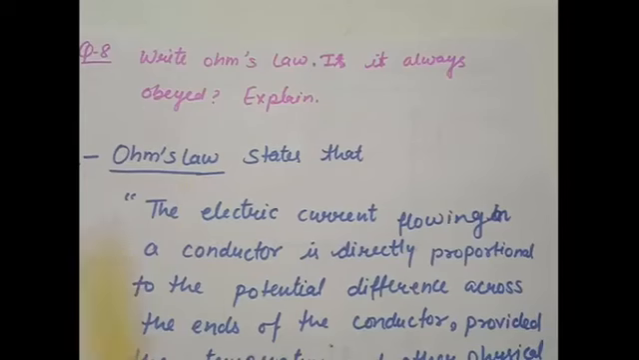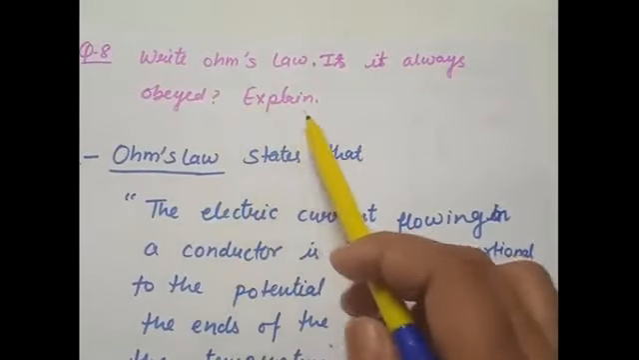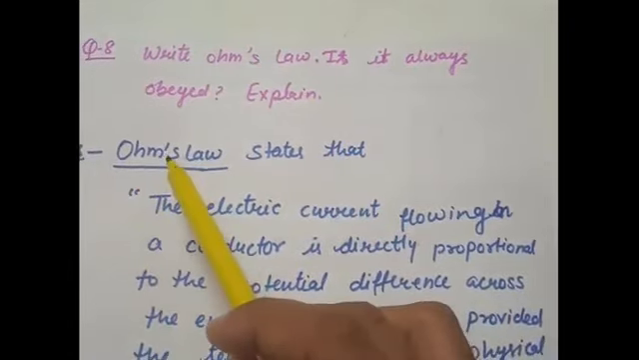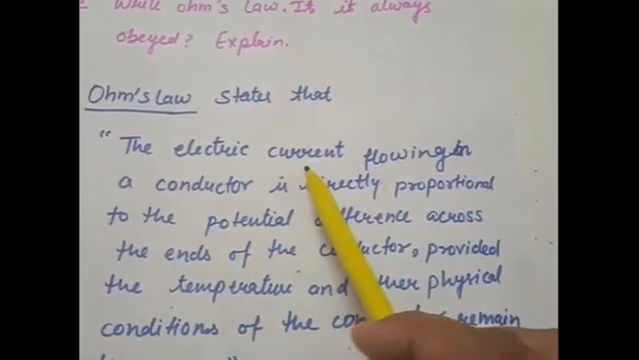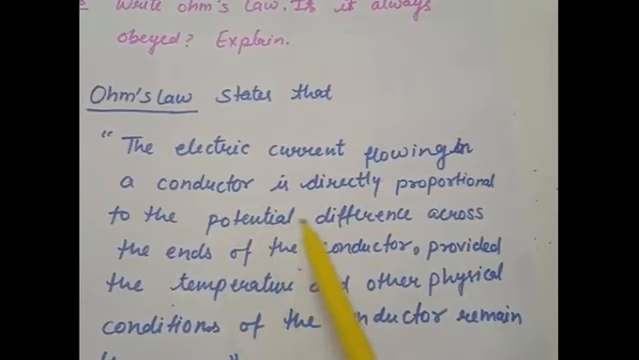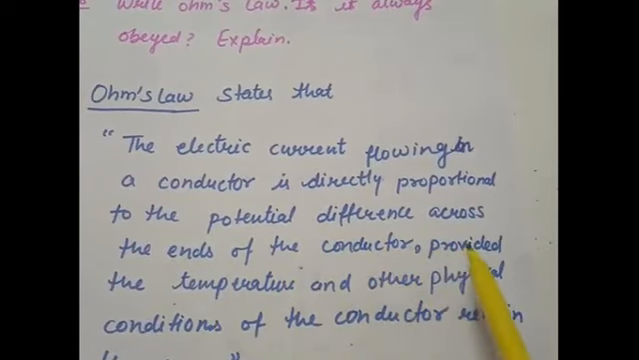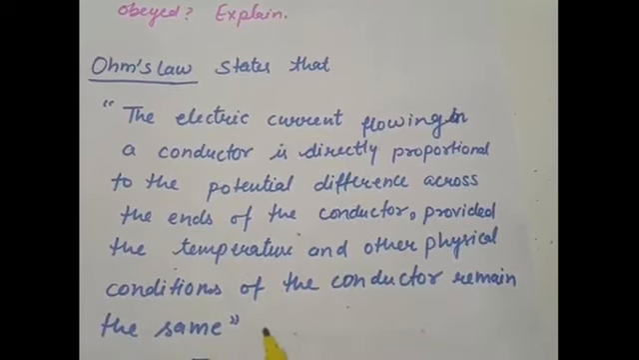Question number 8 is, write Ohm's law. Is it always obeyed? Explain. And the answer to this question is that Ohm's law states that the electric current flowing in a conductor is directly proportional to the potential difference across the ends of the conductor, provided that the temperature and the other physical conditions of the conductor remain the same.